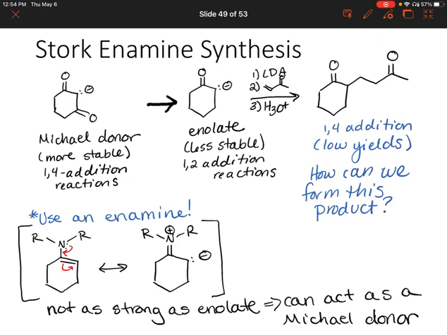So these are things chemists have to think about because, sure, we could produce a little bit of our desired product, but ideally we'd want to produce a lot of our product that we want. So we might have to take some extra steps to get there or think more creatively about it.